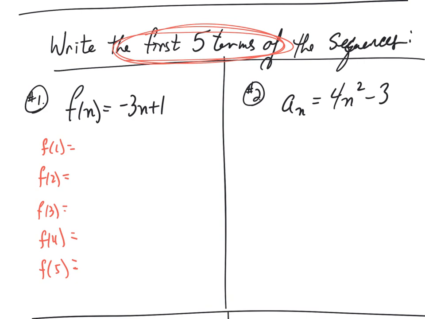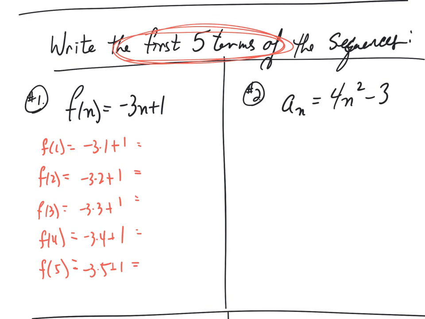So we're going to go from 1 through 5. Everywhere we see an n, we just simply put in 1, 2, 3, 4, and finally 5, and do the arithmetic. I don't care if you do it in your head or on your calculator. A lot of this is easy enough you could do it in your head, but your choice.